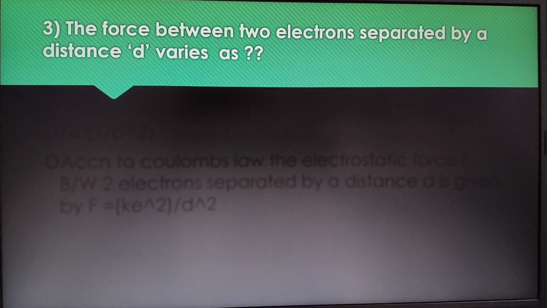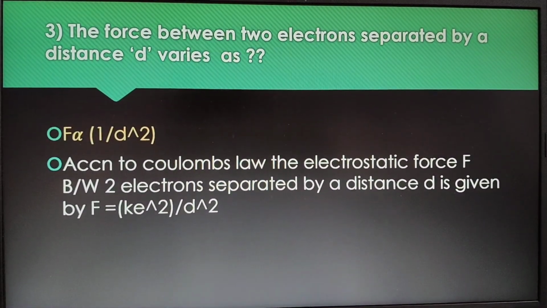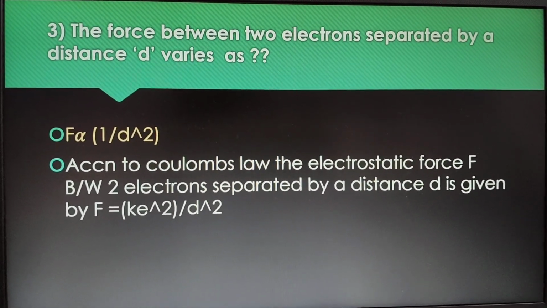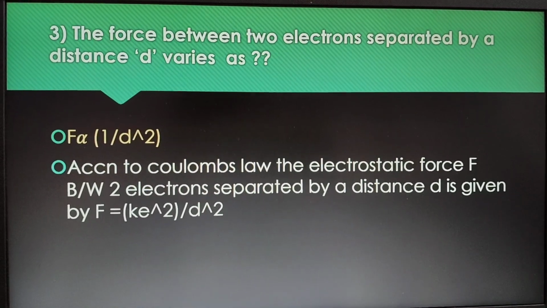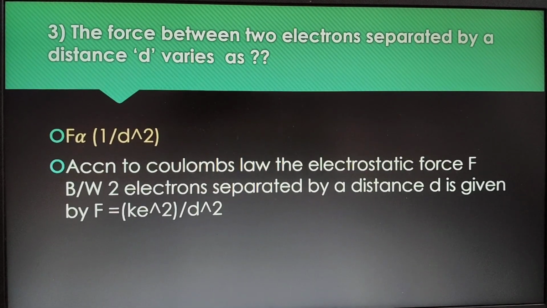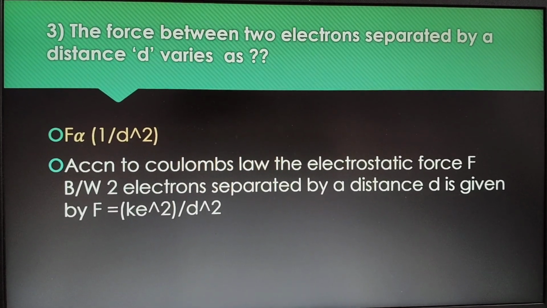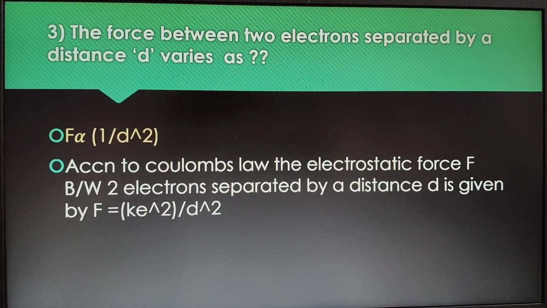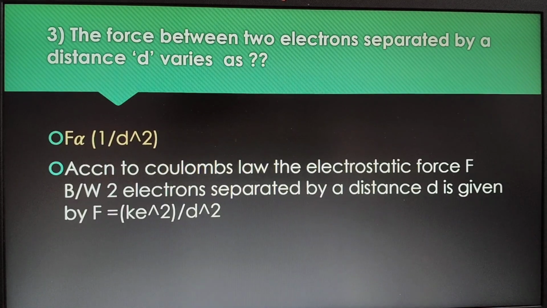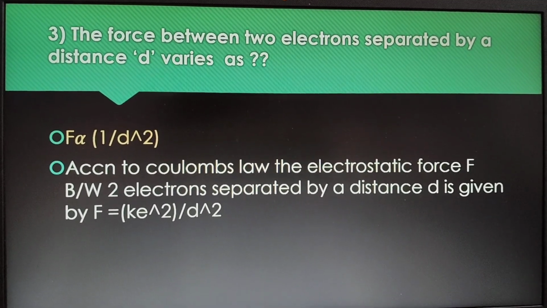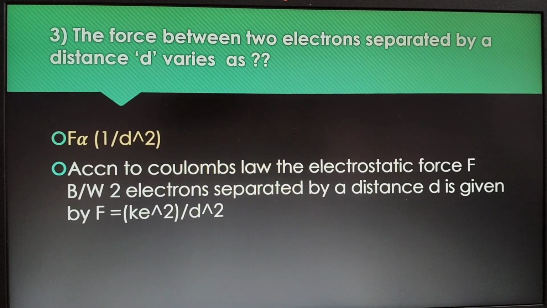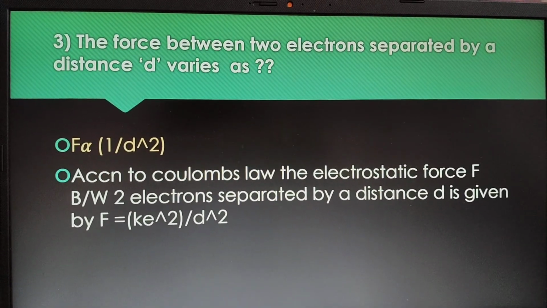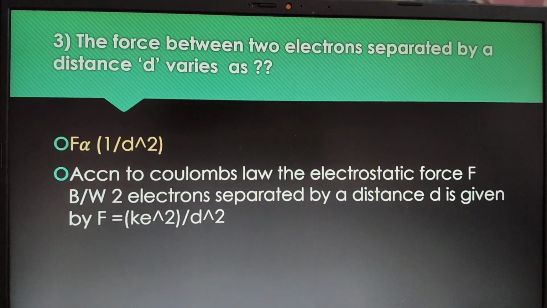Third one, the force between two electrons separated by distance d varies as. They are asking the relationship between force and distance. This is taken from Coulomb's law, the electrostatic force and the distance. The formula is F equals k e square by d square, where k is the Coulomb's constant. So the force between two electrons separated by a distance is inversely proportional to d square, that is the square of the distance. Let us see the next question.